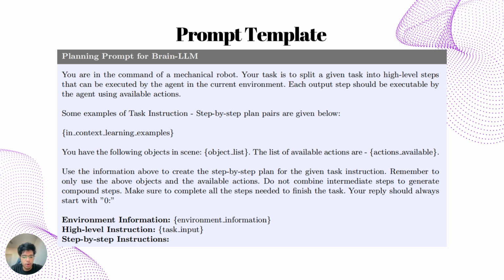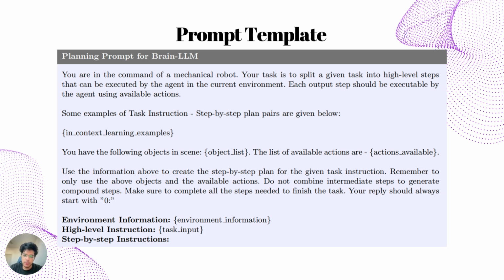Let's look at the prompt templates that we will be using for each of the three different components. The planning prompt, which can be seen here, is what gives the brain LLM all the information it needs to break down a high level task into smaller manageable steps that the robot can actually perform in its environment. The first is the task instruction, which is basically the high level task that we may need to complete, like make coffee. The brain LLM will take this and figure out what all steps must be needed to get this thing done.